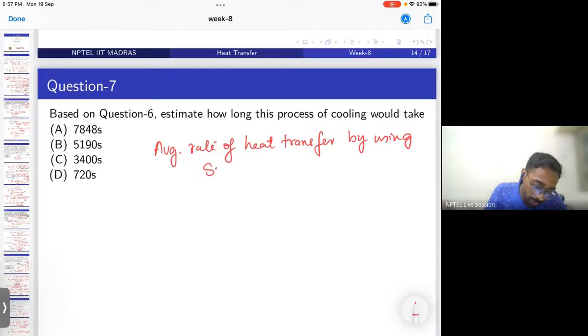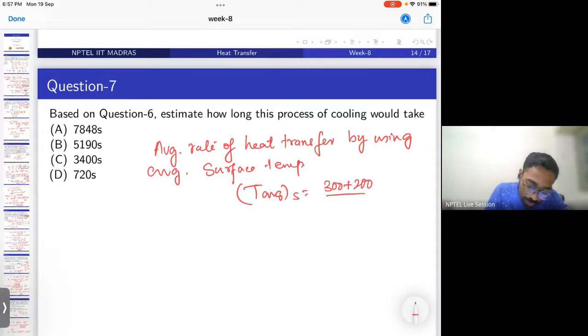Average surface temperature. So what is T average surface? It is (300 + 200)/2, that is 250 degrees Celsius. So Q average is equal to h A surface into (T average surface minus T infinity).